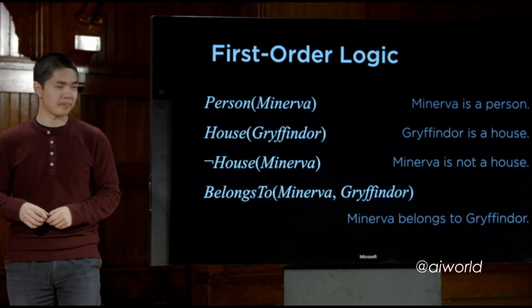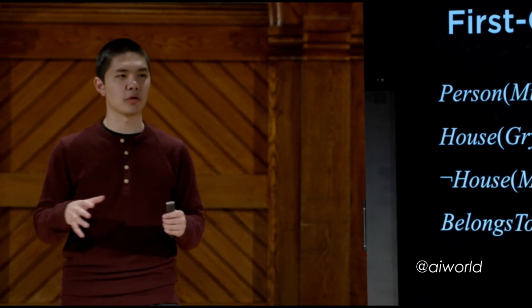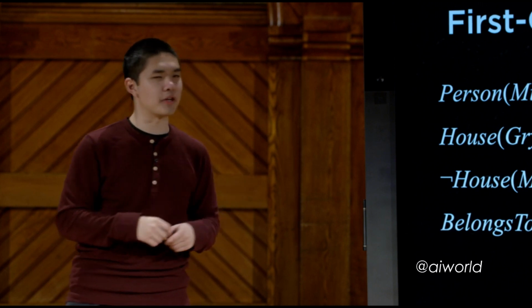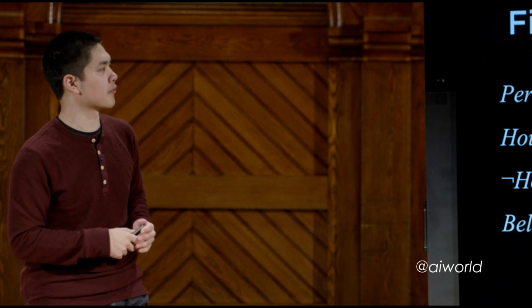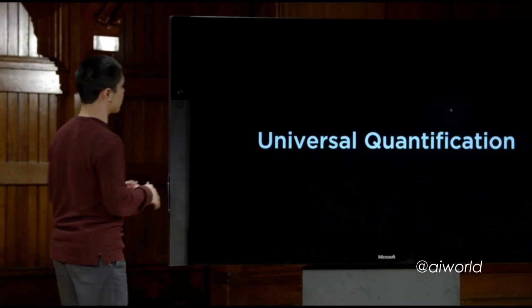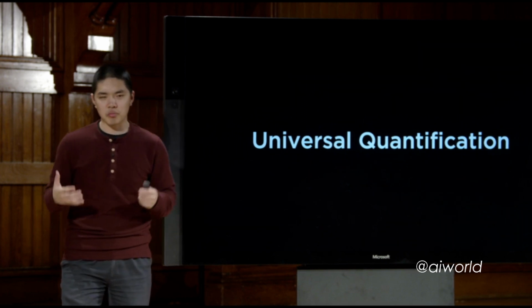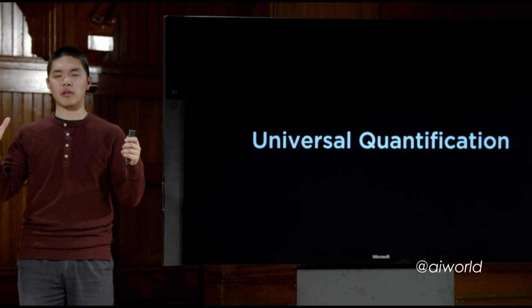But first-order logic gives us a couple of additional features that we can use to express even more complex ideas. And these additional features are generally known as quantifiers. And there are two main quantifiers in first-order logic, the first of which is universal quantification. Universal quantification lets me express an idea like something is going to be true for all values of a variable.